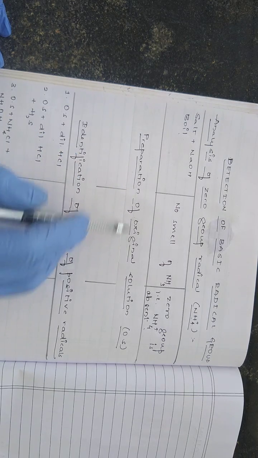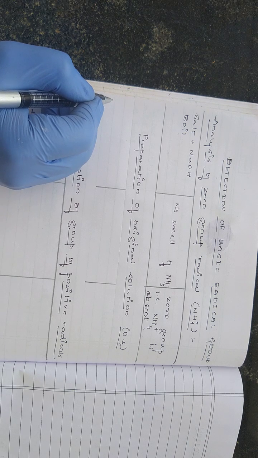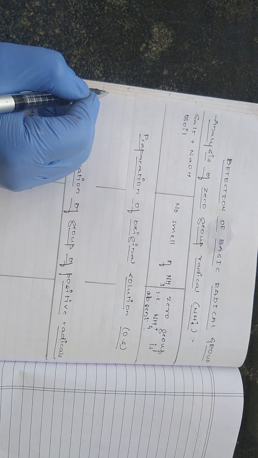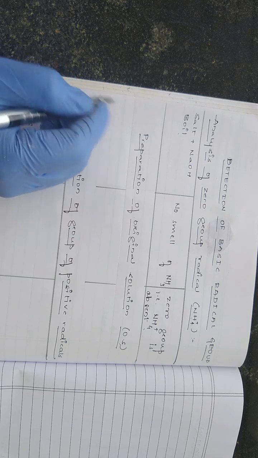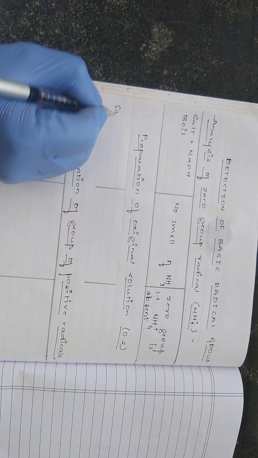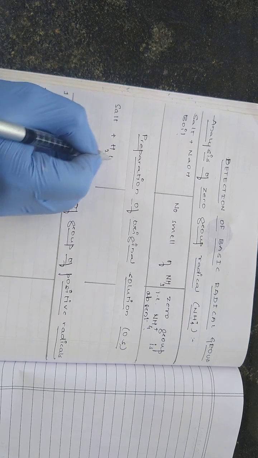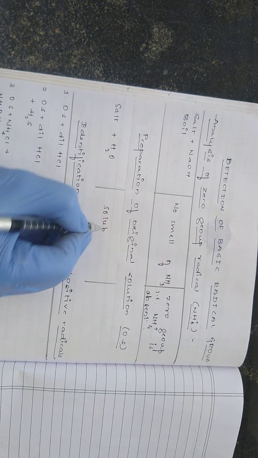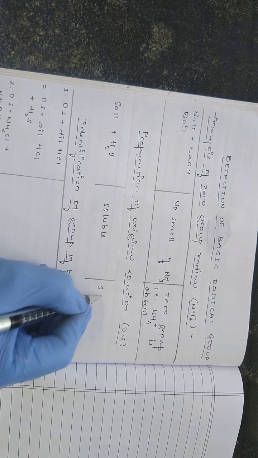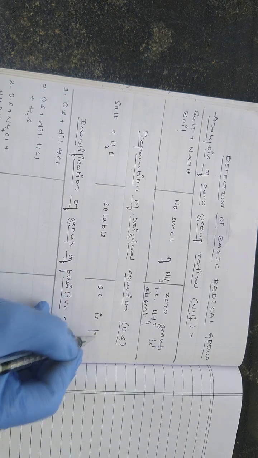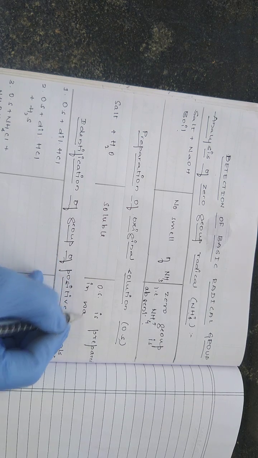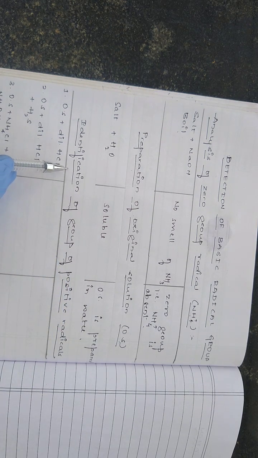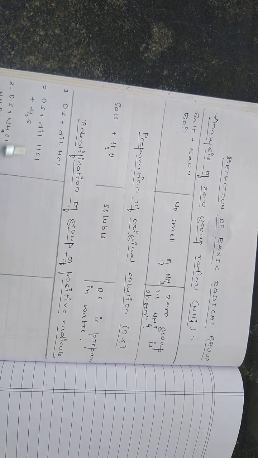Then there is preparation of original solution. In short, we call it OS. We know that in the solubility test we came to know that the given salt is soluble in water, so the OS is prepared in water. So that we will write it down. Salt plus water, it is soluble, therefore the OS is prepared in water.